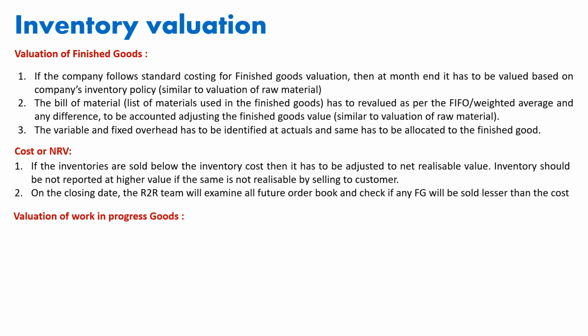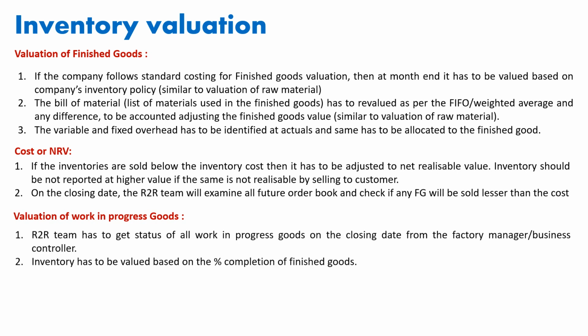Now, valuation of work in progress goods. How is the valuation done for WIP? The R2R team has to get the status of work in progress goods on closing date from the factory manager or the business controller. Inventory has to be valued based on the percentage completion of finished goods. So you will be having all your cost, variable cost, fixed cost, overheads. The same has to be allocated to WIP based on the percentage completed on the last day status.